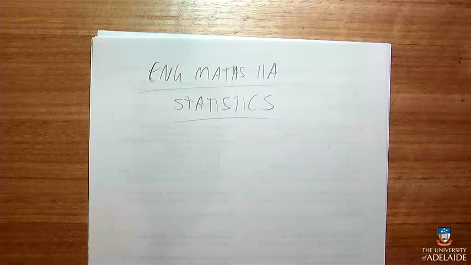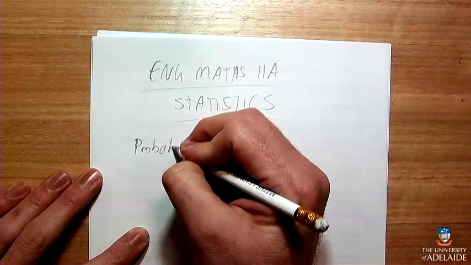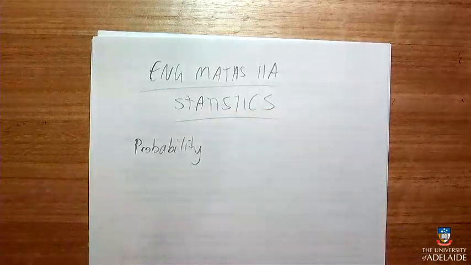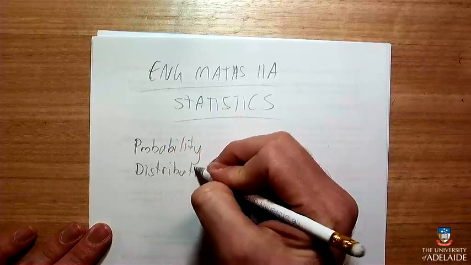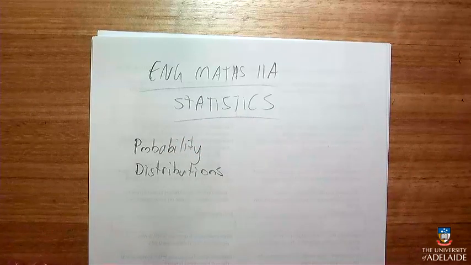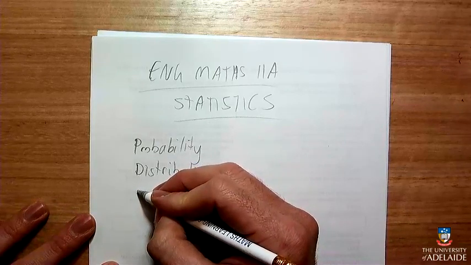So as far as I can tell, there's like four main bits. There's, see if I can write them down. There's probability at its most fundamental level. There's distributions, which is still probability. There's various hypothesis tests and confidence intervals.